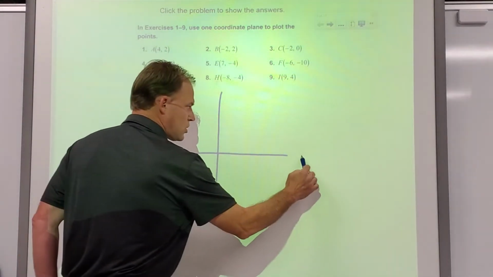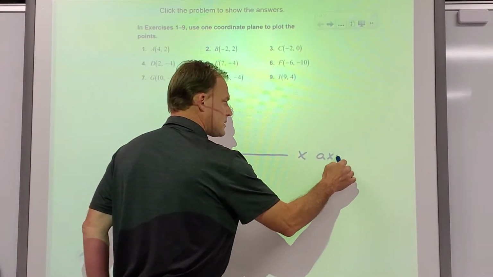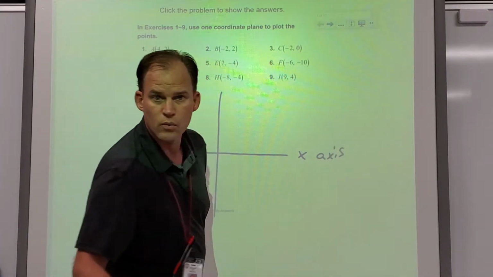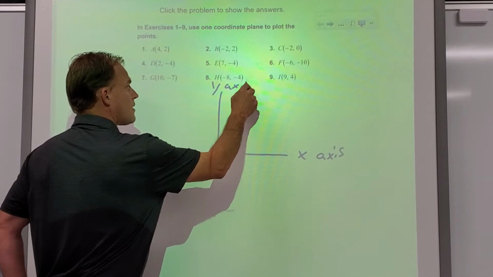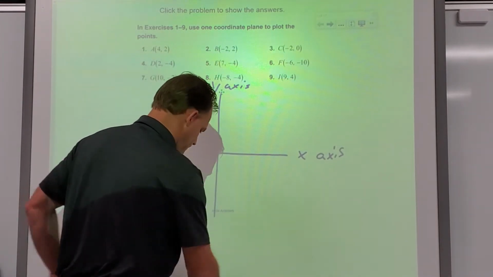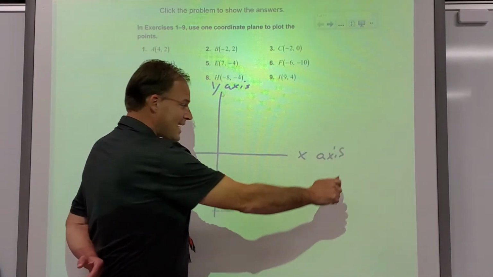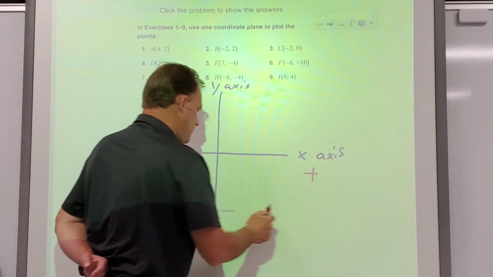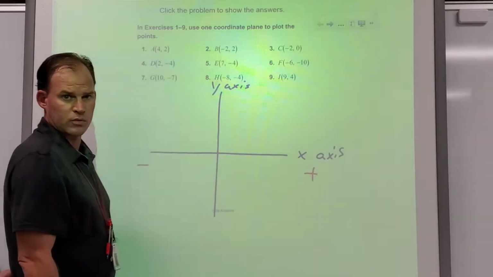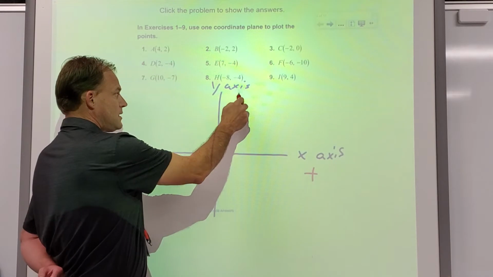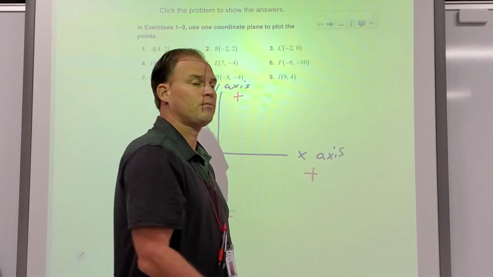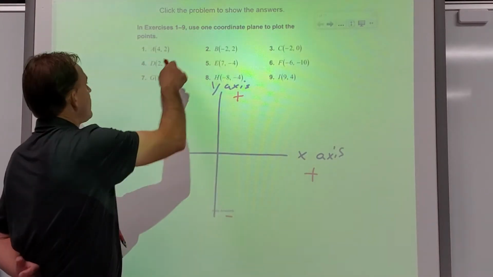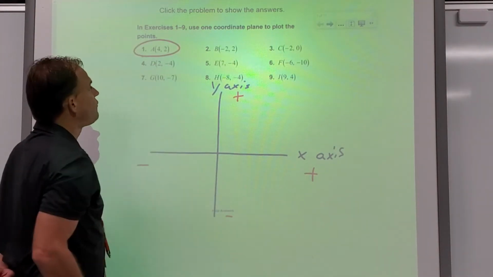Remember that this is called the x-axis. Write this down. This is called the y-axis. On the x-axis, positive numbers are here, negative numbers are here. On the y-axis, positive numbers are here, negative numbers are here. So when we go to plot a point, we're not going to plot all of these. So this right here is (4, 2).